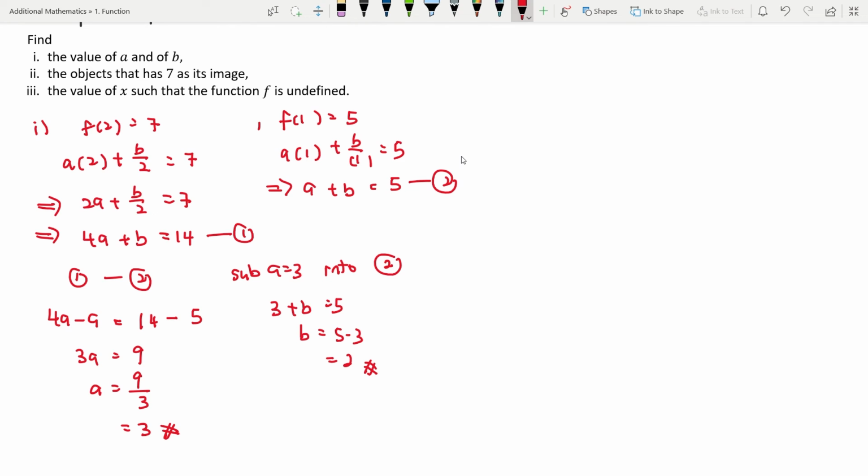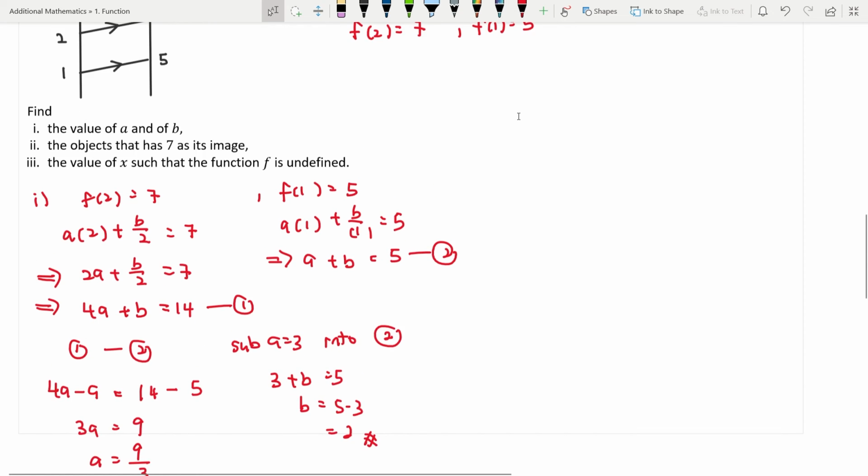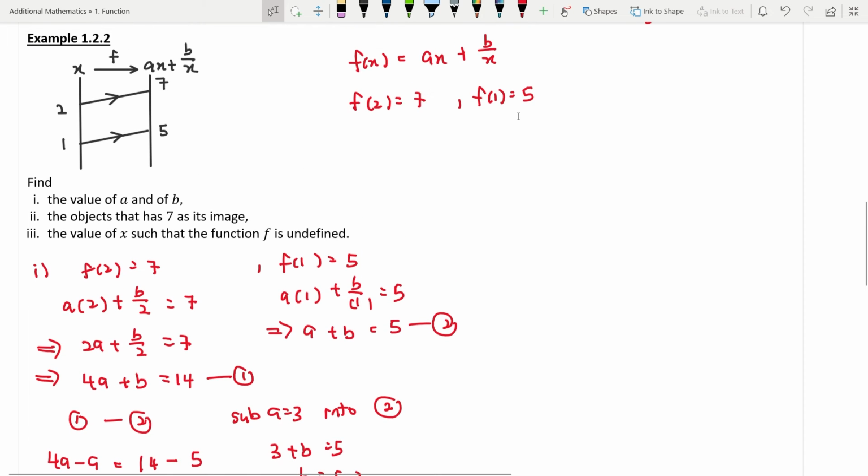Once we get the values of a and b, we can put it back into the function so that we have a complete function. So f(x) equals to 3x plus 2 over x.